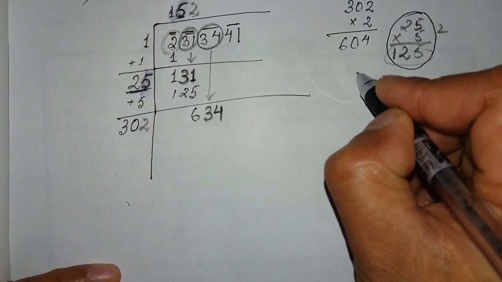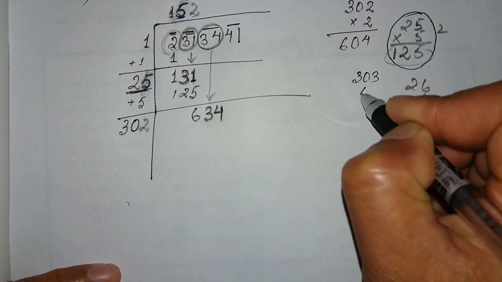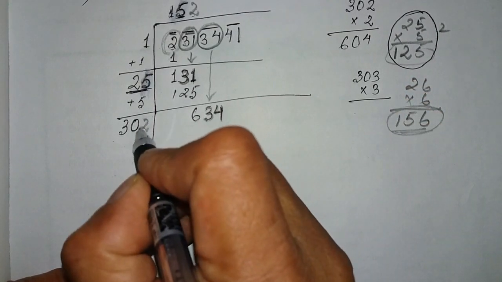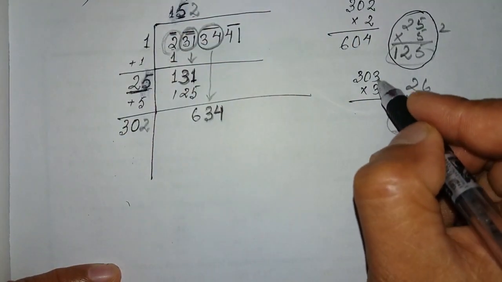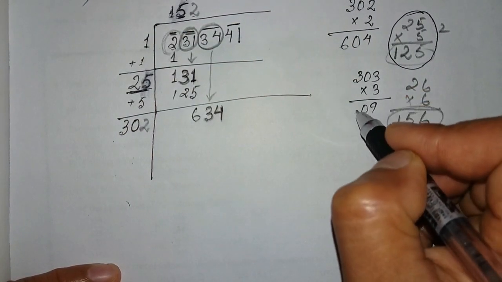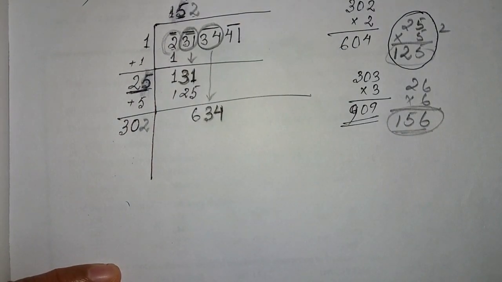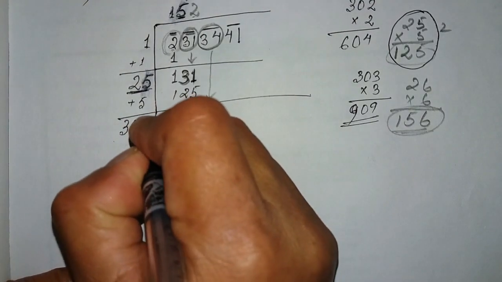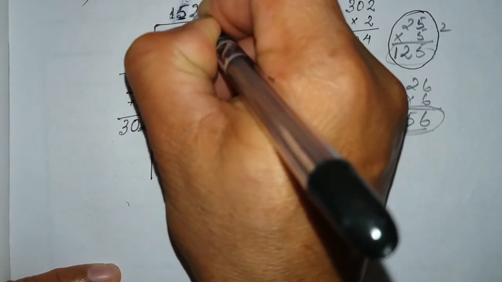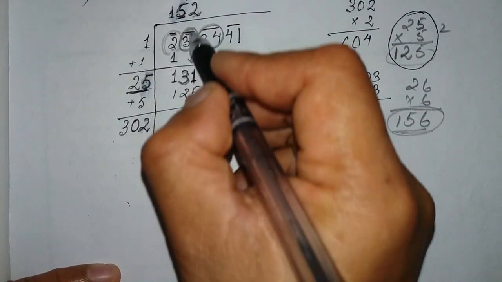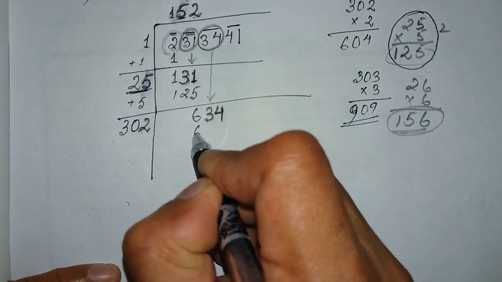You can try with the bigger one. 303 into 3. If you write 3 here, then you have to write 3 here. So 3 3s are 9, 0, 3 3s are 9. So 909, this is very big already. So we will take 2. This is 2 and this is 2. So 302 into 2 is 604.